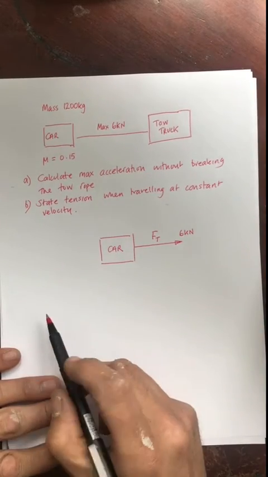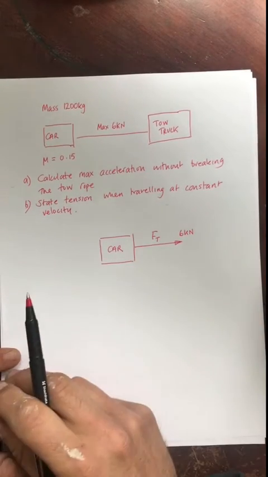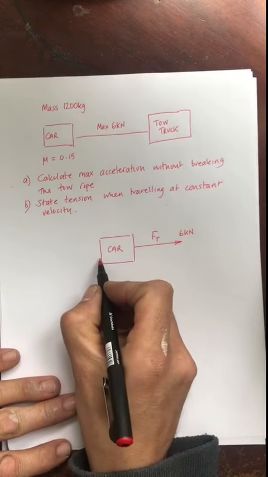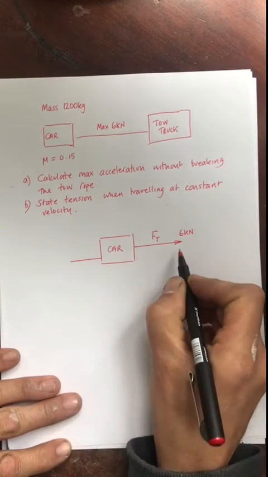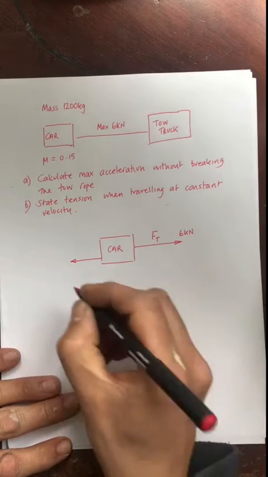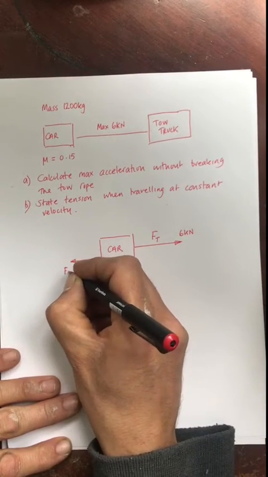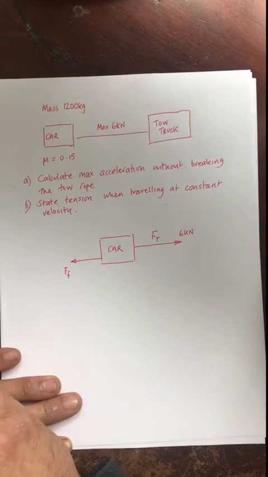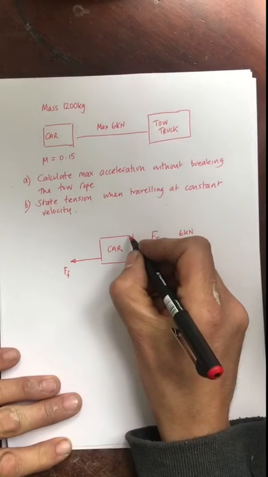Now I've got two other things that this force must overcome. One of them is quite straightforward. One of them is a force that's acting against the tow rope and the tow truck, and that's going to be friction. So I will need to overcome my friction force in order to move my car along.